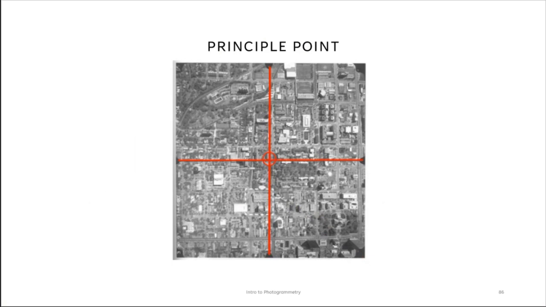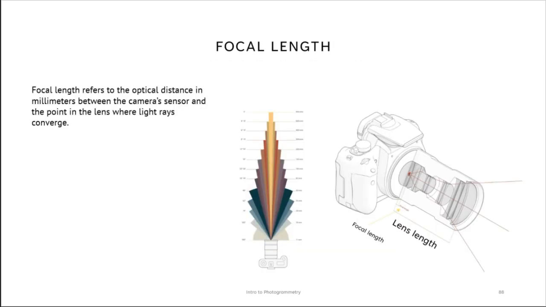So let's talk about the principal point. The principal point is the center of the photo. And then the focal length refers to the optical distance in millimeters between the camera's sensor and the point in the lens where light rays converge. The focal length determines the angle of view and the magnification.